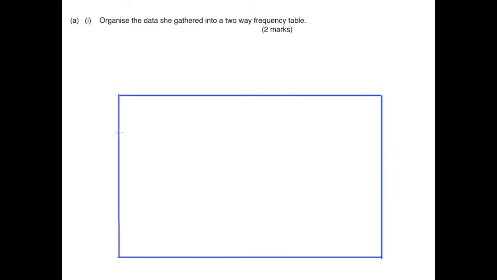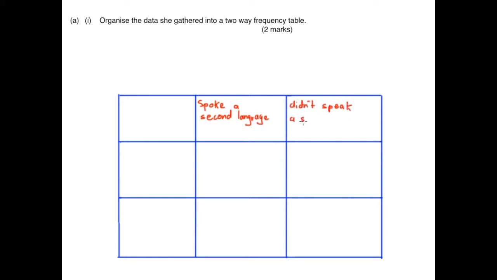The first part asks us to organise the data she gathered into a two-way frequency table. First, we'll draw our table up. It should have enough columns for the two possible options of the first variable, enough rows for the two possible options of the second variable, and finally 4 cells where we can enter the data. Next, we'll come up with some suitable titles for our categories. Referring to the question, a good set of titles would be spoke a second language, didn't speak a second language, and played a sport outside of school and didn't play a sport outside of school.